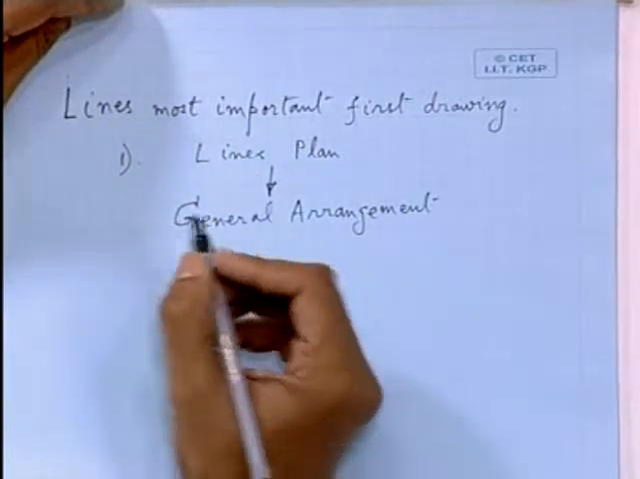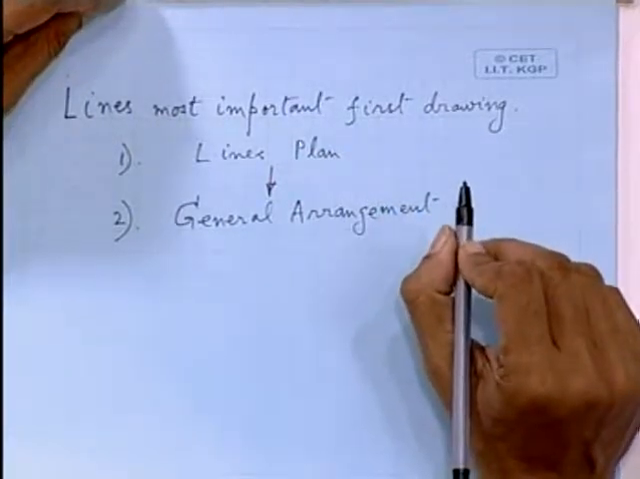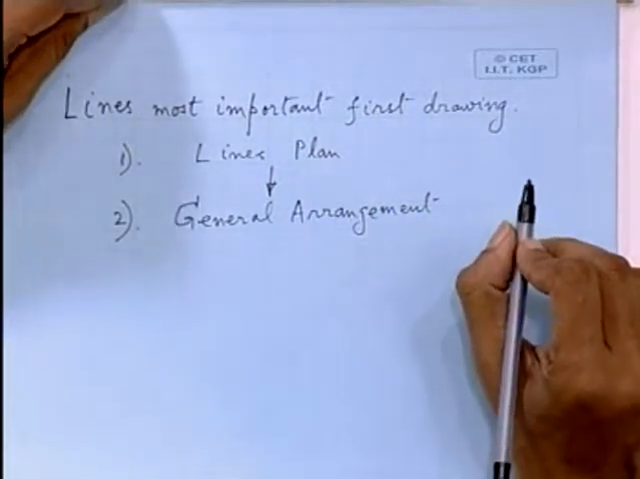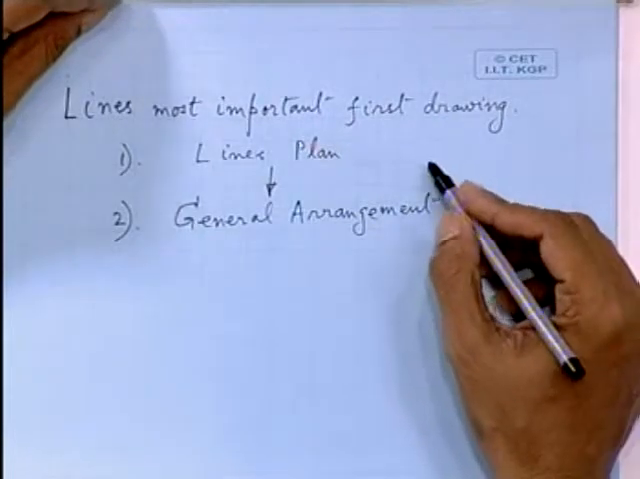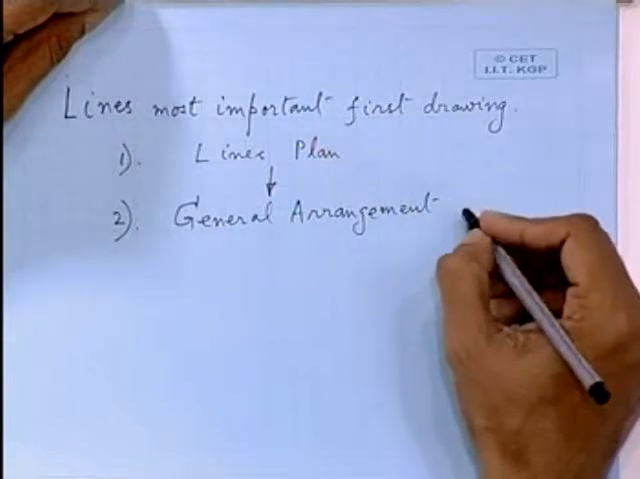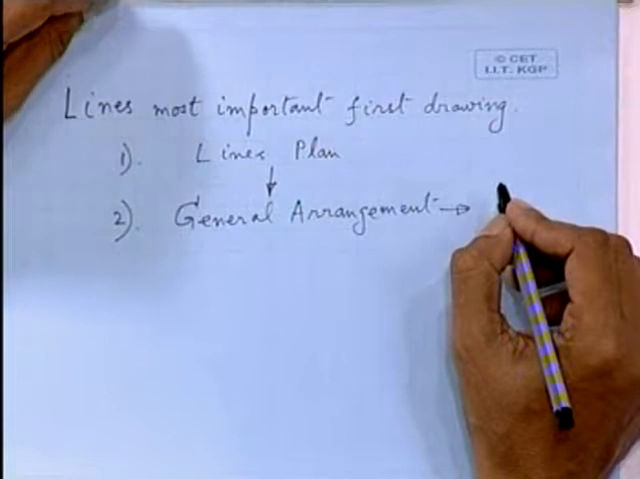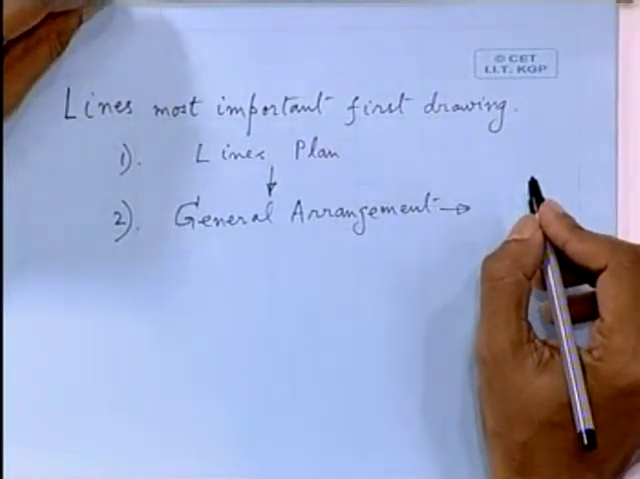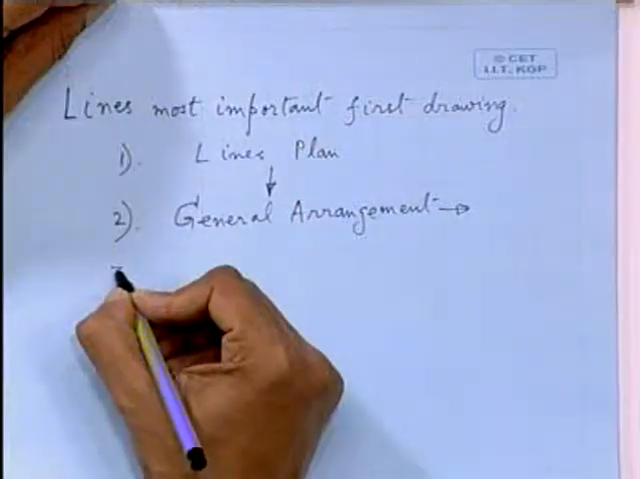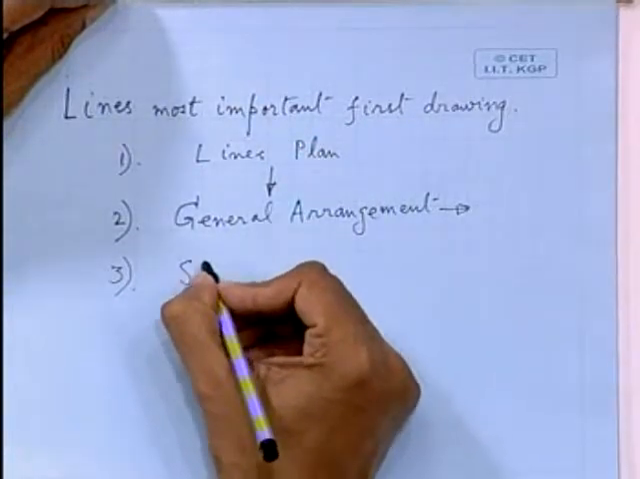One is the lines drawing, which tells you about the form of the ship, the extent of its principal particulars, the boundaries of the ship, and the other drawing that is more or less equally important is the general arrangement, which tells you about the arrangement of the various cargo, the machinery, the passenger spaces, etc. inside the ship. And of course, after the general arrangement drawing, you will have other drawings, that is your structural drawings.